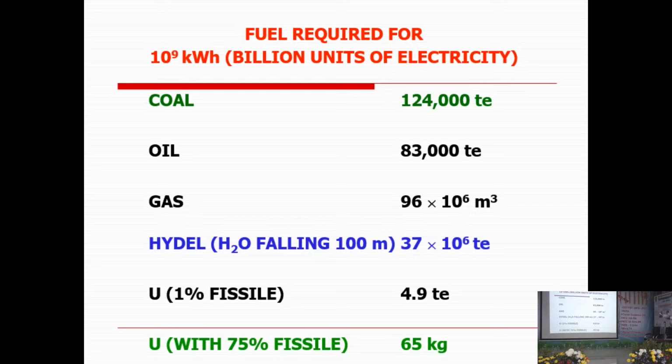If you keep the barrage height at around 100 meters, this much water is required for hydel. But in the case of uranium with 1% enrichment, we require only 4.9 tons of uranium. And with 75% fissile atom density enriched uranium, that amount is reduced to 65 kilograms. You see, 1,24,000 tons versus only 4.9 tons in the case of 1% fissile, and only kilograms, which we are comparing with millions of tons of coal.